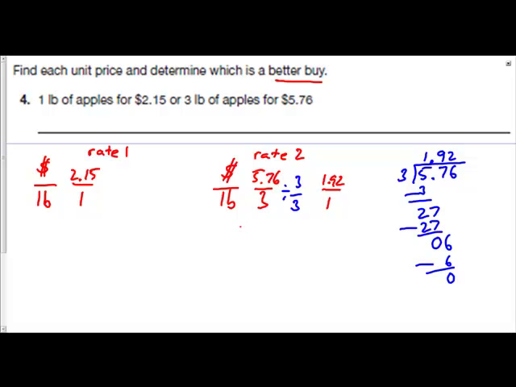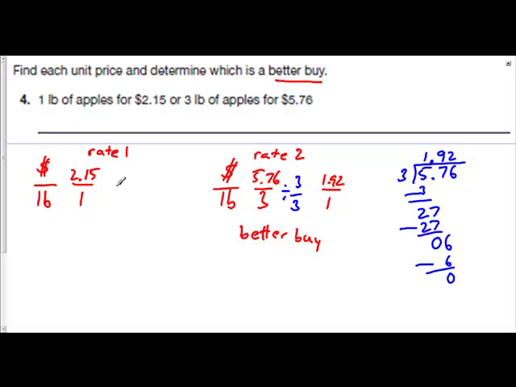This rate is the better buy because it's cheaper. For 1 pound, it's only going to cost me $1.92, whereas for 1 pound of these apples, it's going to cost me $2.15. So this one here is cheaper.